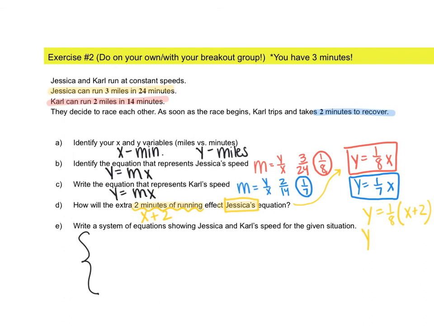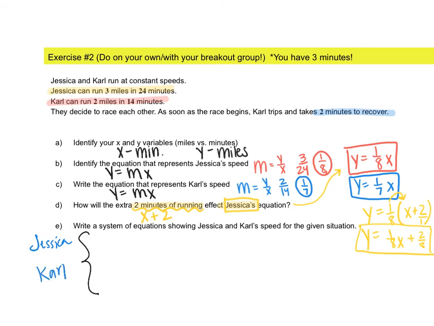I'm going to distribute this and solve it to see what it comes out to be. 1/8 x plus, well, 1 times 2 is 2. 1 times 8 is 8. And that could be reduced, but I'm not even going to bother with it right now. So I have my 2 equations now. I have one for Jessica, and I have one for Carl.